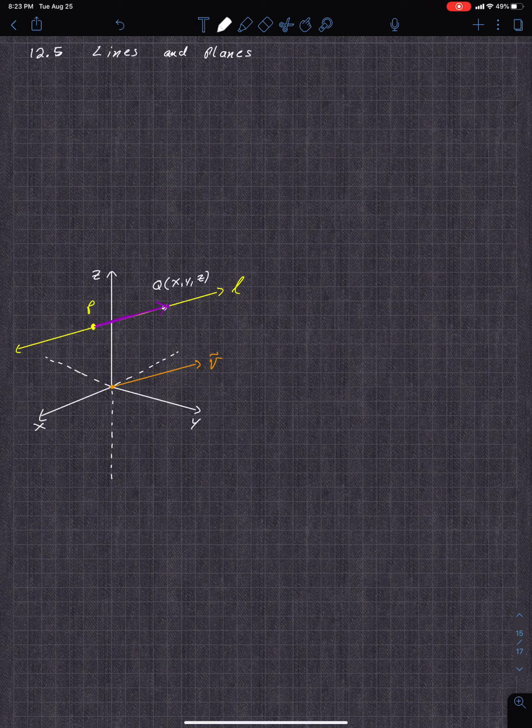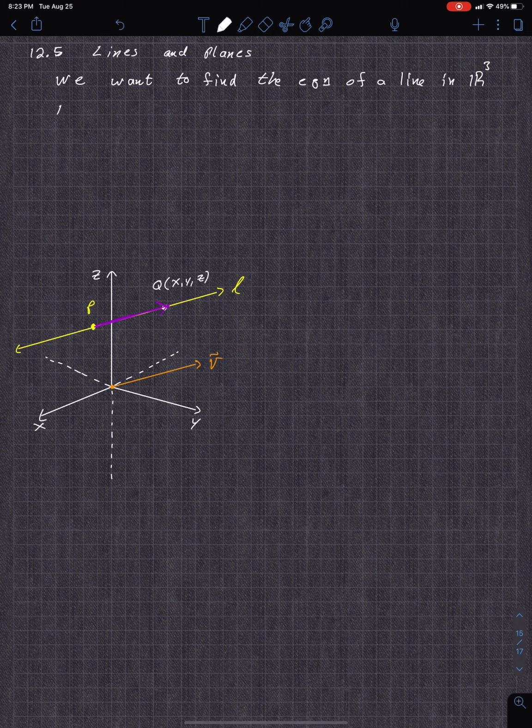12.5, lines and planes in 3D or higher, actually. So this is what we want to do in this section. We want to find the equation of a line in R3. So in the three-dimensional coordinate system, or 3D, 3-space, we want to determine how to describe a line.